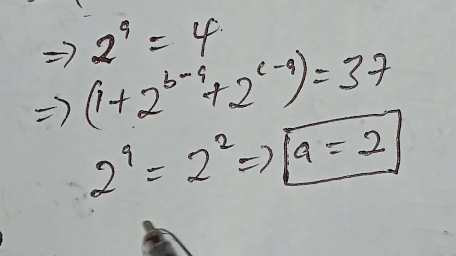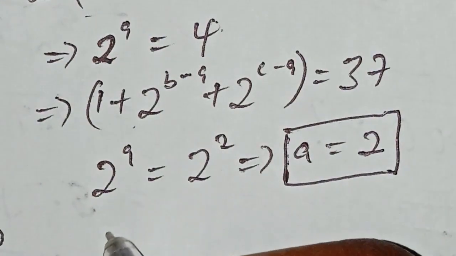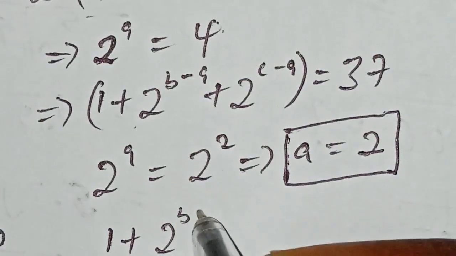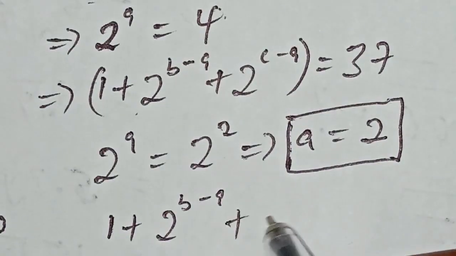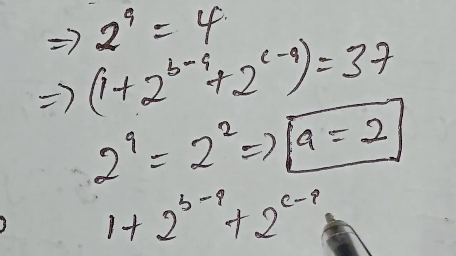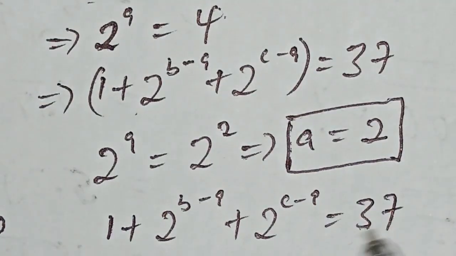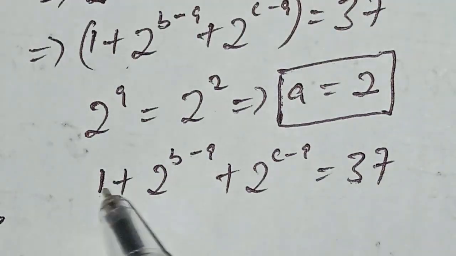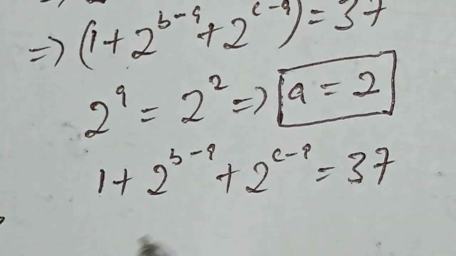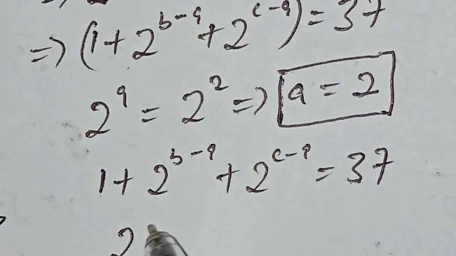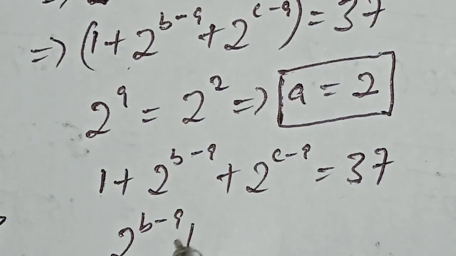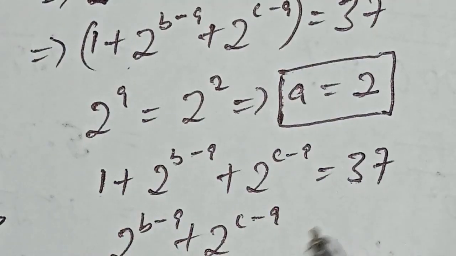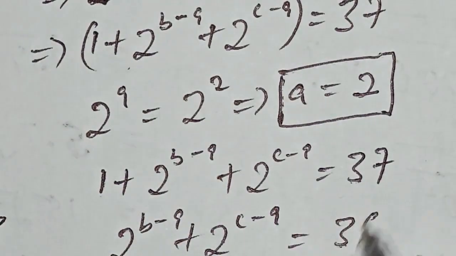Now the next thing is to find our b. So what we need to do next, from this expression, we have that 1 plus 2 to the power of b minus a plus 2 to the power of c minus a equal to 37. If we subtract 1 from both sides, then our expression becomes 2 to the power of b minus a plus 2 to the power of c minus a equal to 36.